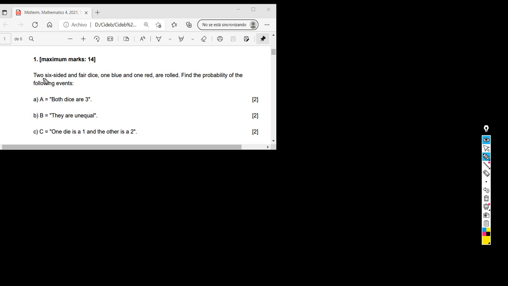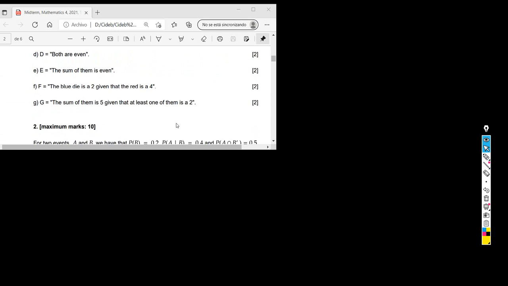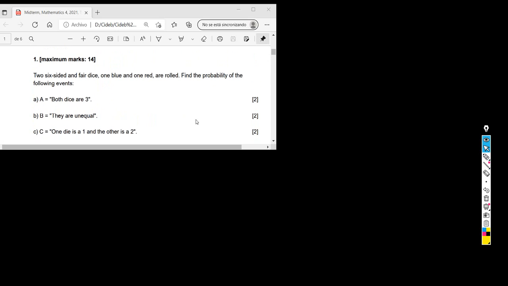So number one: two six-sided and fair dice, one blue and one red, are rolled. Find the probability of the following events. I give you about 7 events. I want you to find the probability of each one of these. Okay, how do we solve this problem?